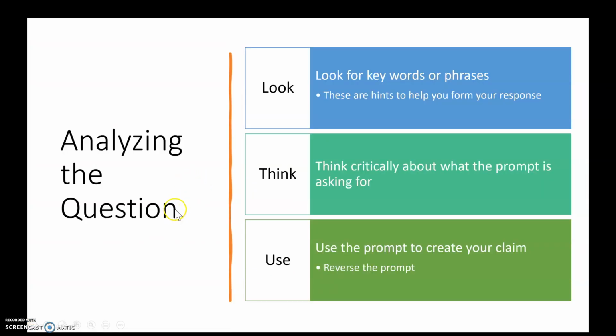Another thing you want to do when you're looking at these, other than to think about the different parts of the prompt, is to think critically about what you're looking at. One of the things you can do is look for keywords or phrases. These are often hints to help you form your response. You know how I've talked about signal words or keywords in the prompts in all of the paragraphs that we've looked at so far? Well, those words often pop up in prompts, and they can tell you what kind of essay or what kind of paragraph you're writing, which in turn gives you a cheat sheet for how to do it.